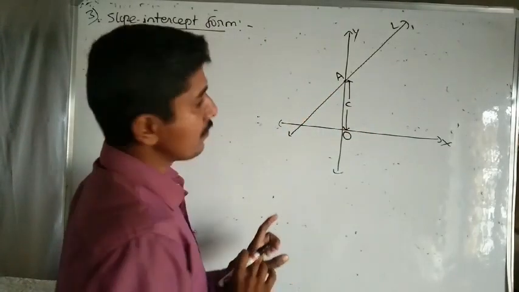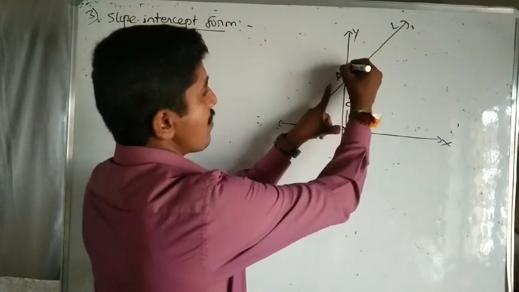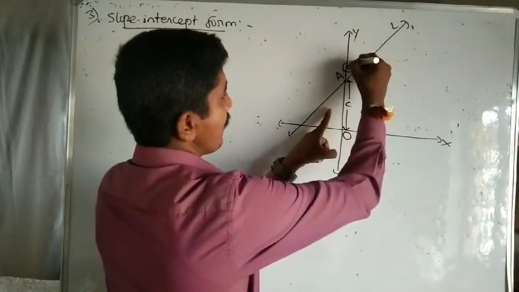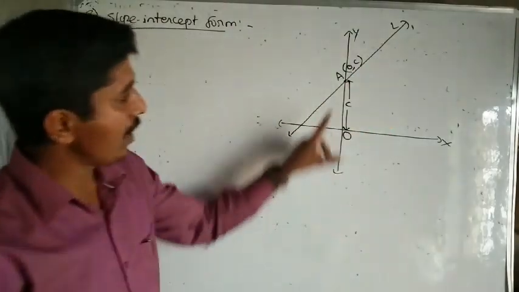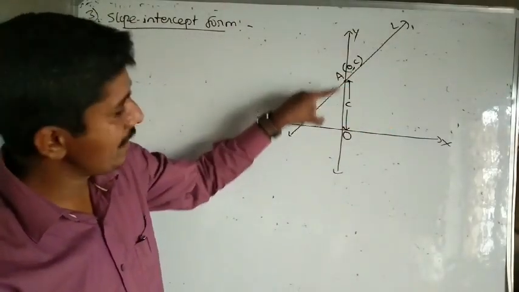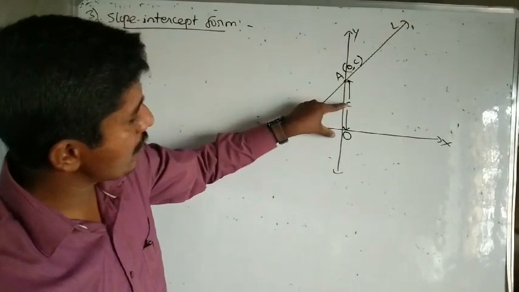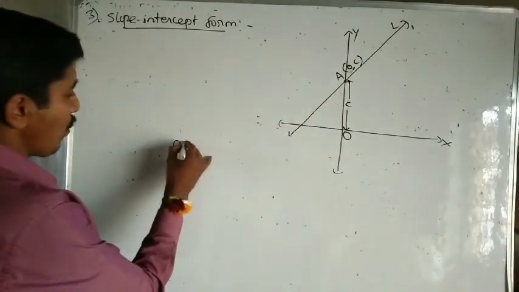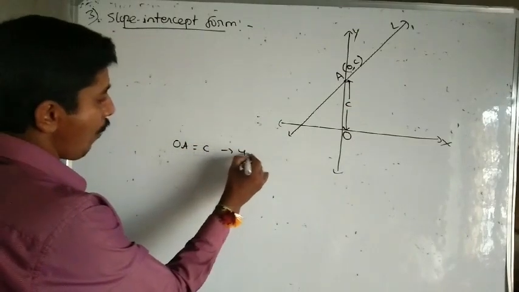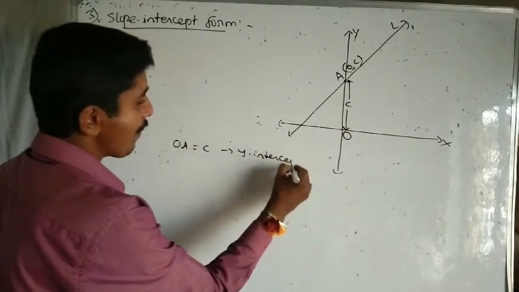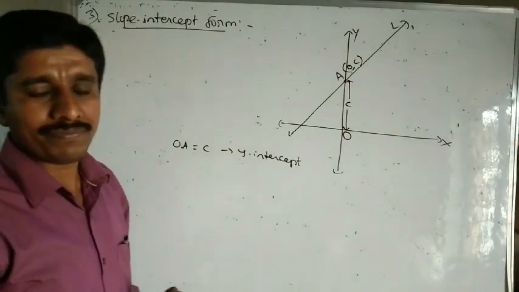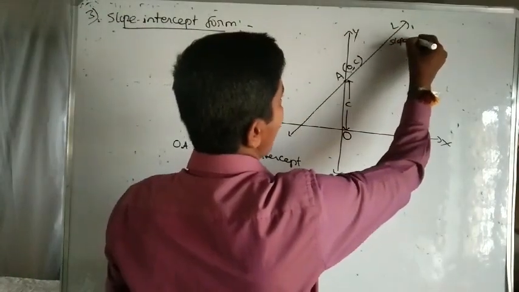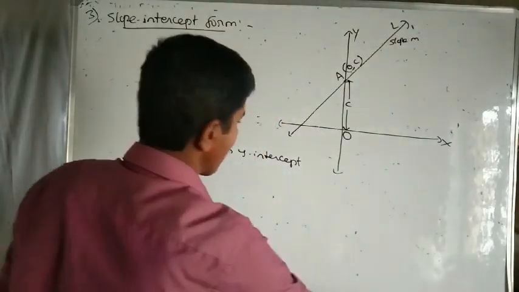Point A lies on the y-axis, so its x coordinate value is 0 and its y coordinate value is the distance OA, which is c. We know that where the line cuts the y-axis, the distance from the origin to A, this y equal to c, is what we call the y-intercept. Here c is called the y-intercept of the line. Very important. And the slope of the line I am denoting by small m. Correct.